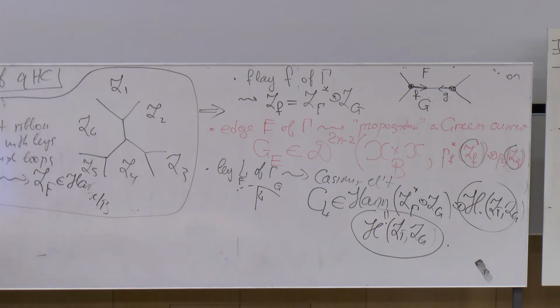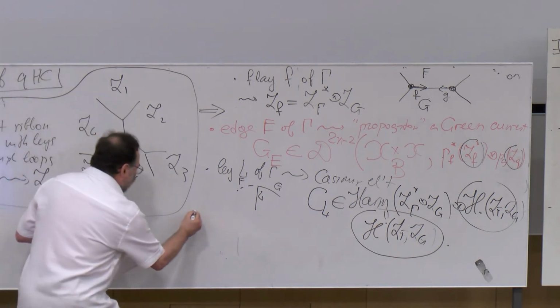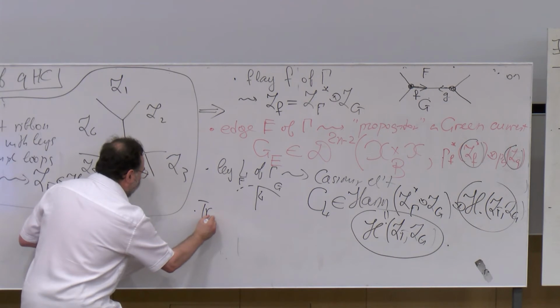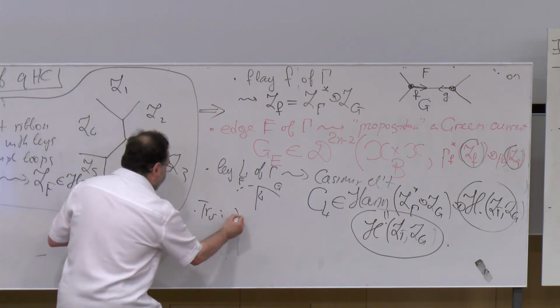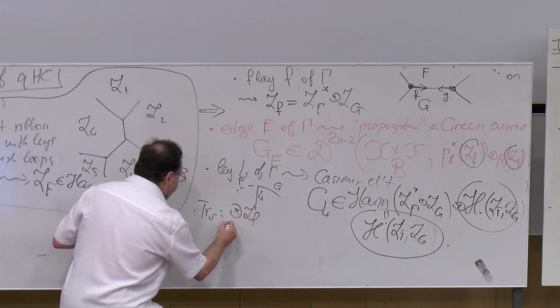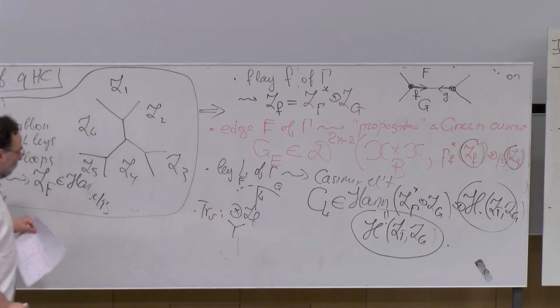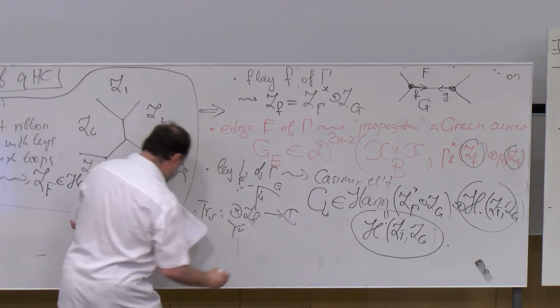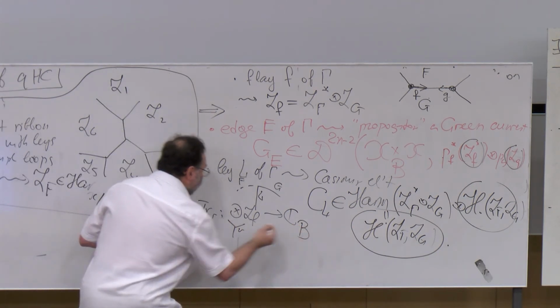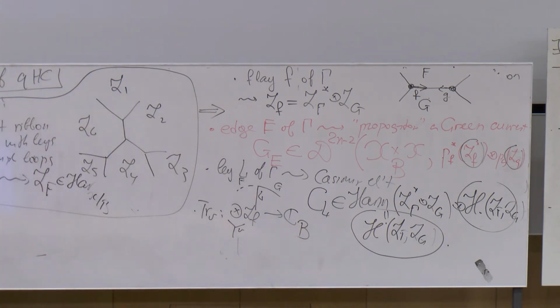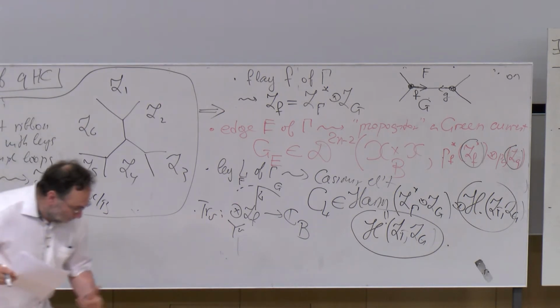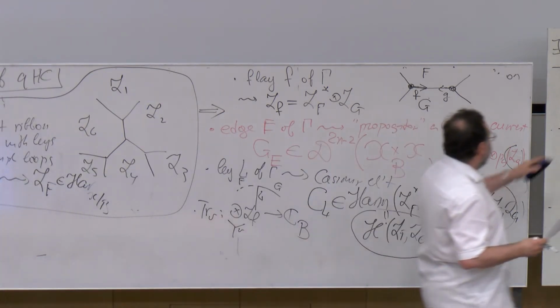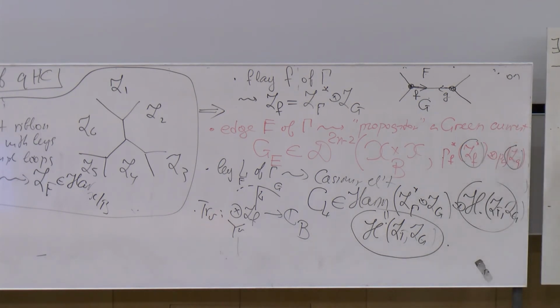Now I'm all set. The last piece of data is that I have a trace map, which is a map from the tensor product of these LFs sitting over flags attached to some vertex V to the constant local system on B. But now I'm all set, and I can just say what the construction is. So that's the main point of the lecture.